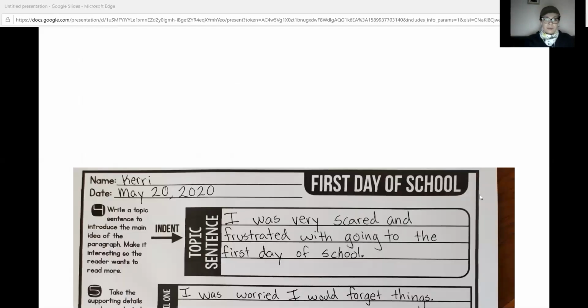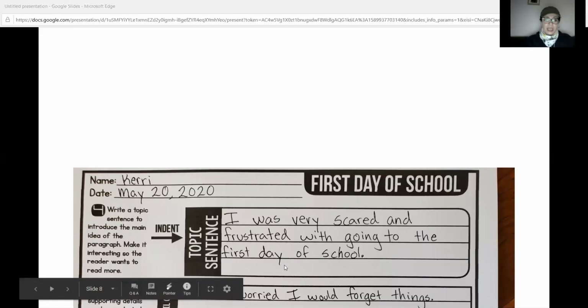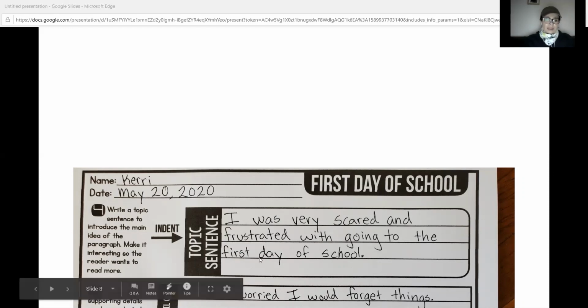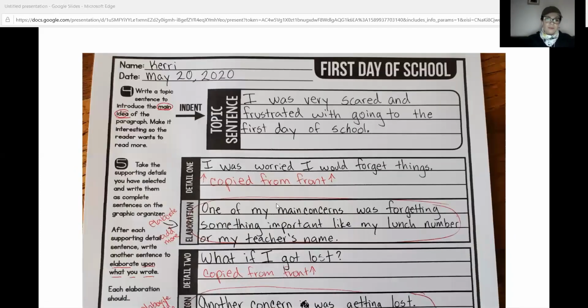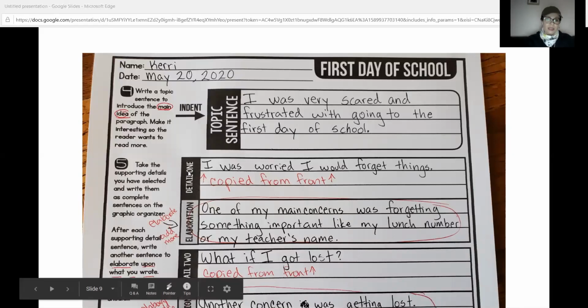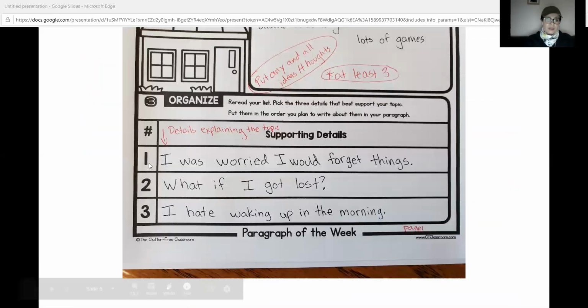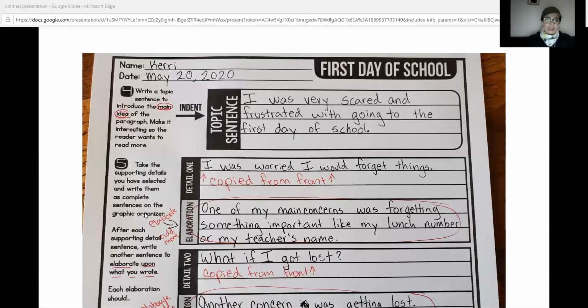For myself, what I did for my topic sentence was, I was very scared and frustrated with going to the first day of school. So that is the main idea of my paragraph. So I'm putting that first. I'm letting people know what's going on, and then I will explain to them about why I was scared and frustrated. So right here it says detail 1. I took detail 1 directly from this page. Okay, detail 1, detail 2, detail 3. I'm taking those and I'm copying them directly right here. So detail 1 was, I was worried I would forget things.